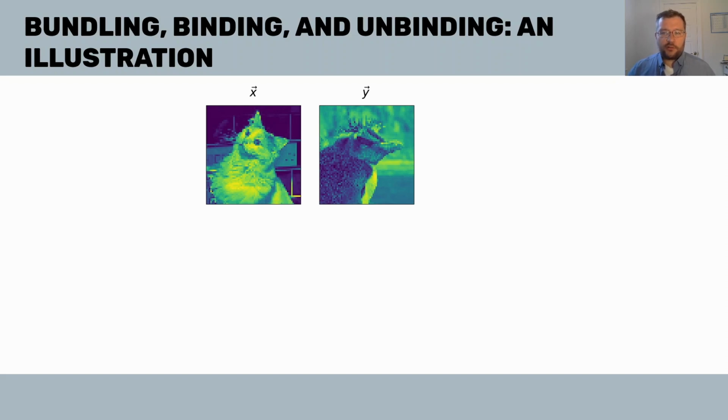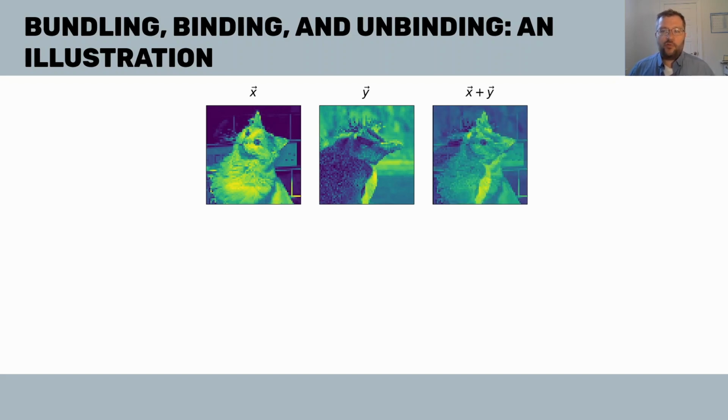Here we'll take two vectors and we're going to pretend that these images, the cat and the penguin, are vectors. And if we bundle them together, we create a new image that is a superposition of the two. The bird and the cat pictures are superimposed, but you can still see that there is some similarity between the superposition and the two elements that make it up.